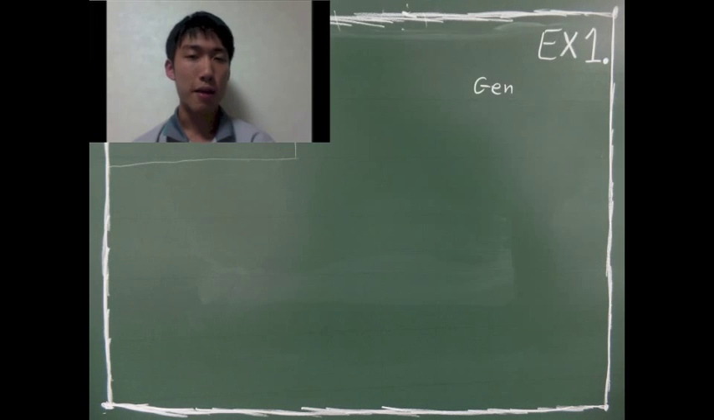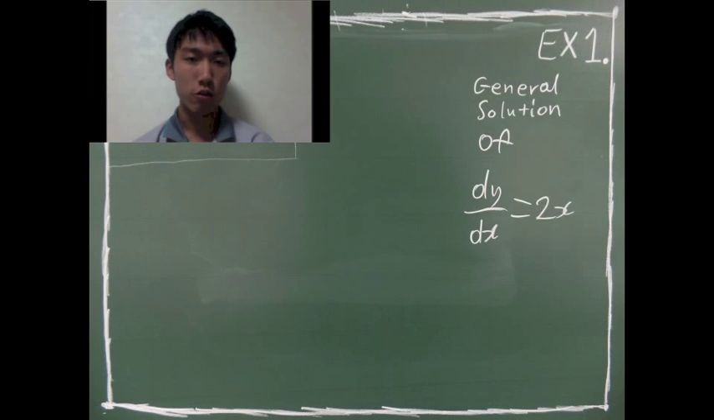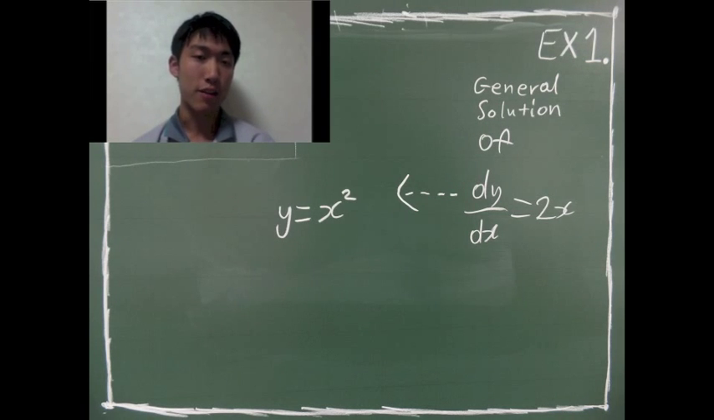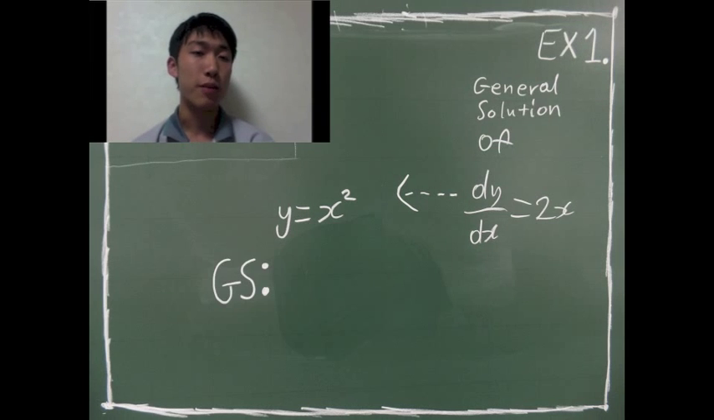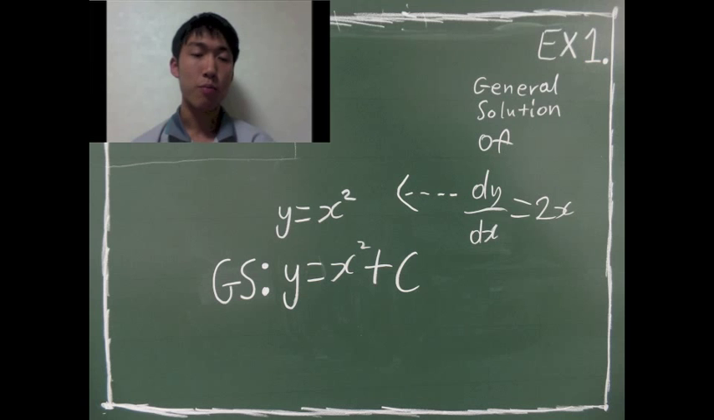So let's try an example and obtain the general solution of dy/dx = 2x. There are many different antiderivatives and general solutions, so we need to approach this by thinking: what function, when taking the derivative, would equal 2x? From our previous lessons, we know that y = x squared has a derivative of 2x. Thus, the general solution can be stated as y = x squared plus C.